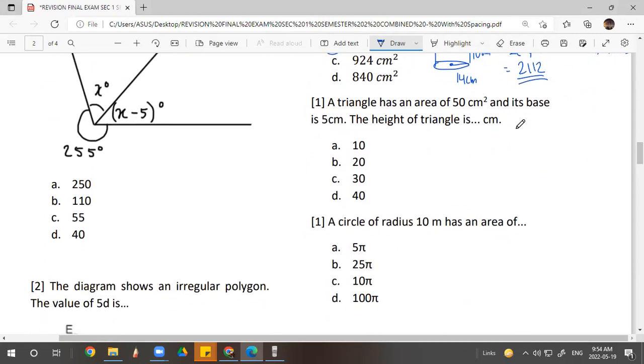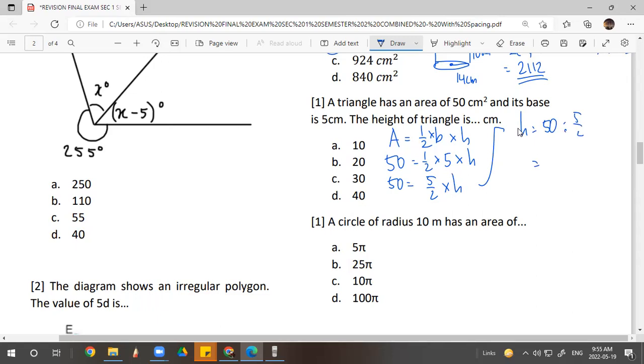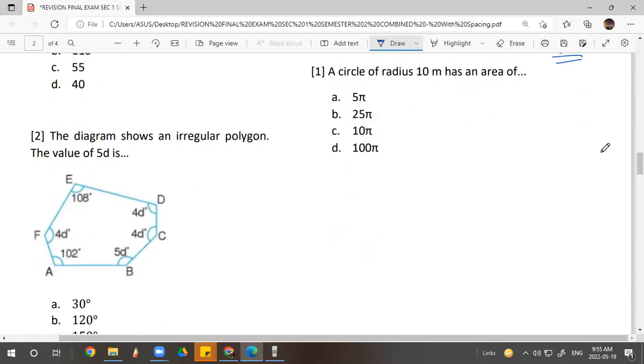Now, a triangle has an area of 50 and the base is 5. Okay, find the height of the triangle. The formula for the triangle, this is a 2D shape, is area equals half times base times height. The area is given as 50, so 50 equals half times base 5 times height, which is unknown. So 50 equals 5/2 times height. Height equals 50 divided by 5/2, or 50 times 2/5, and you will get 20 as the height. Done. Okay, this is easy peasy.